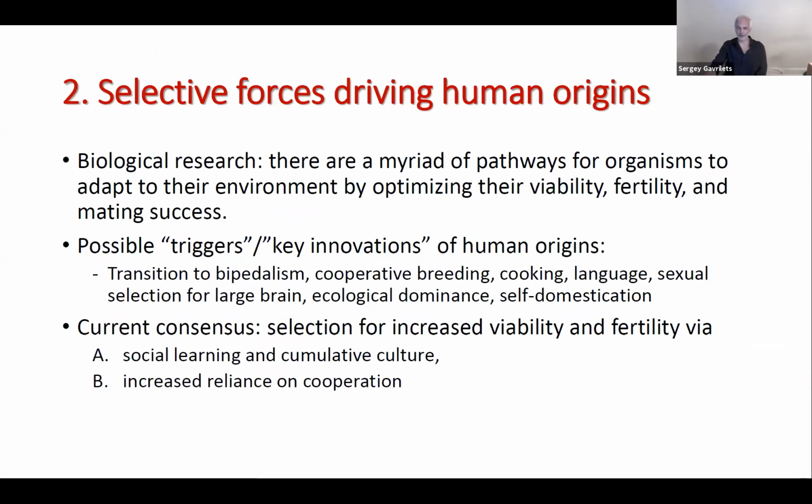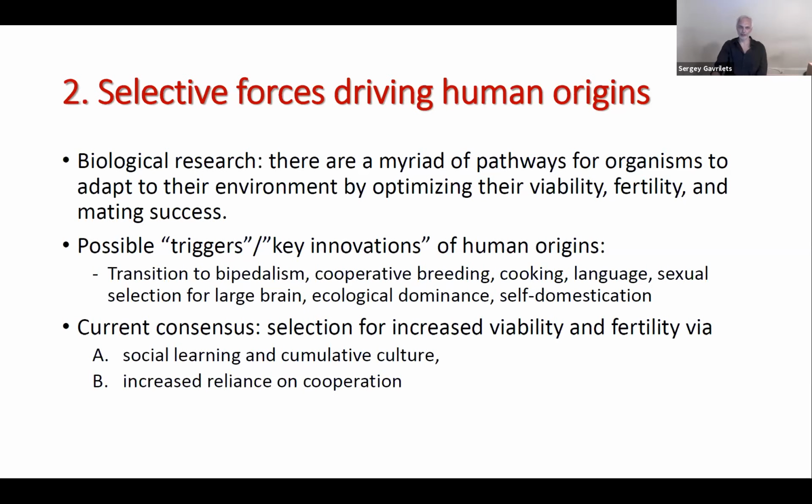Okay, so now we're moving to selective forces. From biological research, we know that there are myriads of different ways for organisms to adapt to their environment, to optimize viability, fertility, and mating success. And researchers in this field identified a number of different triggers, key innovations, or crucial transitions that presumably facilitated the origin of our species. It was a transition to bipedalism, cooperative breeding, cooking, language, sexual selection for larger brains, ecological dominance, and things like that. But the consensus that has been emerging over the last 10, 15 years, I think, is that it was the evolution of social learning, cumulative culture, and increased reliance on cooperation that were driving our evolution and that dramatically increased viability and fertility in our species.